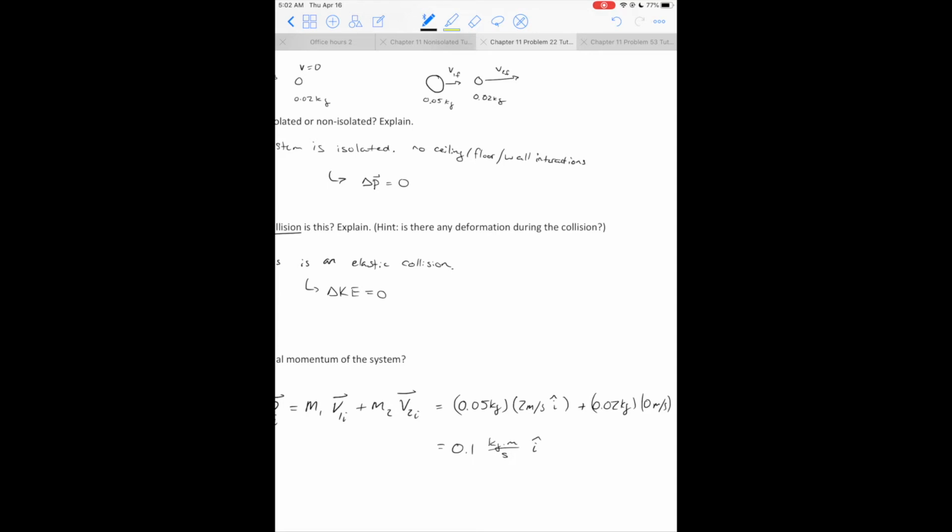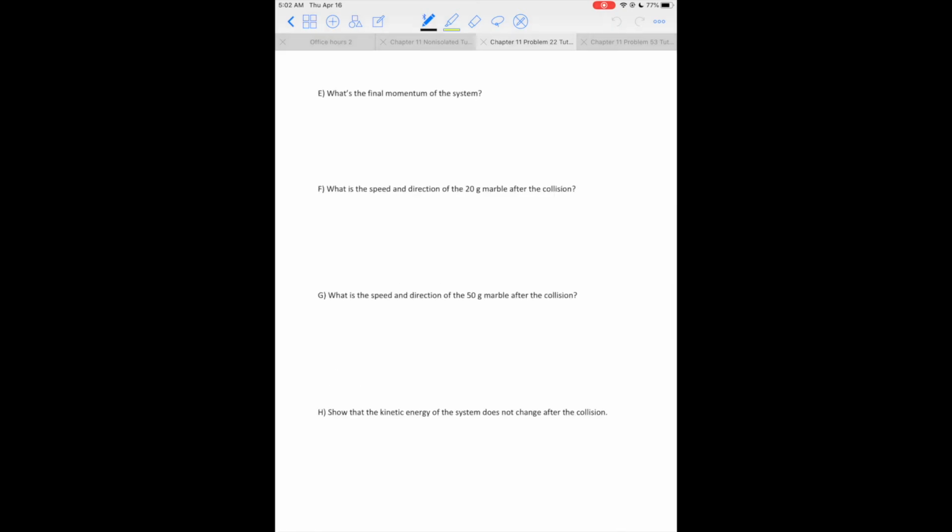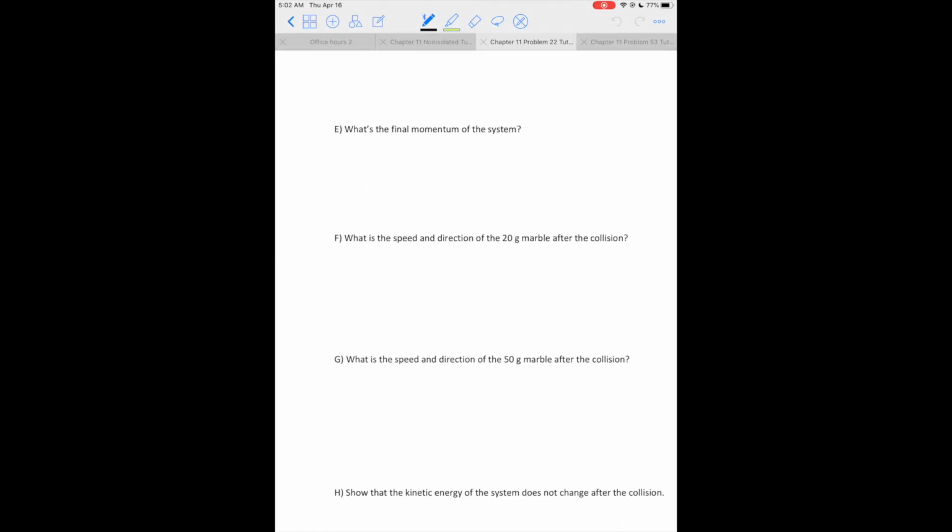And then, reminder, we need to have these vector notations, whether you use the I hat, J hat, K hat notation, whether you want to use in the X direction, in the Y direction, in the Z direction. That's a bit up to you. But that's our initial momentum of the system. If we go to the next page, what is the final momentum of the system?